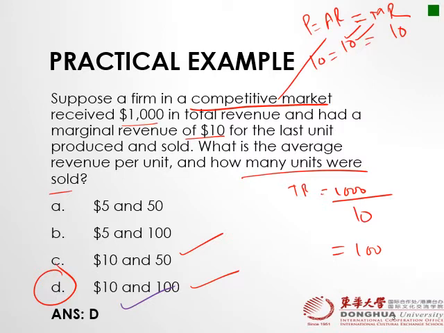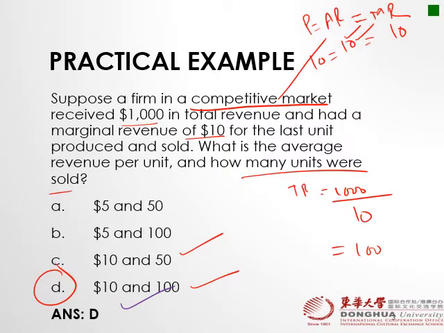And how many units sold? You have to find out. If you want to find out how many units sold, total revenue is 1,000. You divide by the AR, average revenue, which is 10. Answer is 100. Which one is the correct answer?